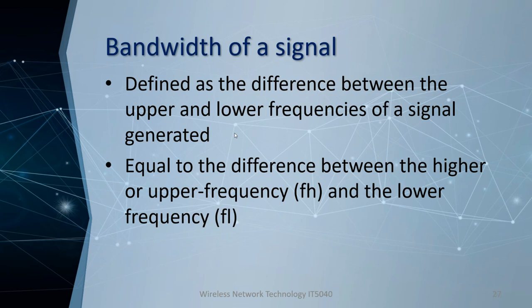Then I am talking about how to find the bandwidth of a signal. The bandwidth of a signal is defined as the difference between the upper and lower frequencies of a signal it is generating. The bandwidth of the signal is equal to the difference between the higher or upper frequency and the lower frequency.